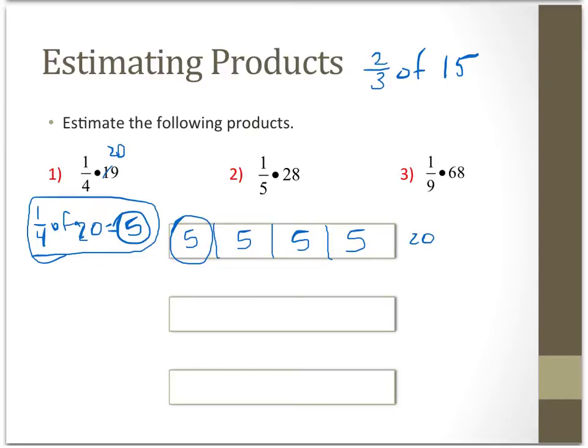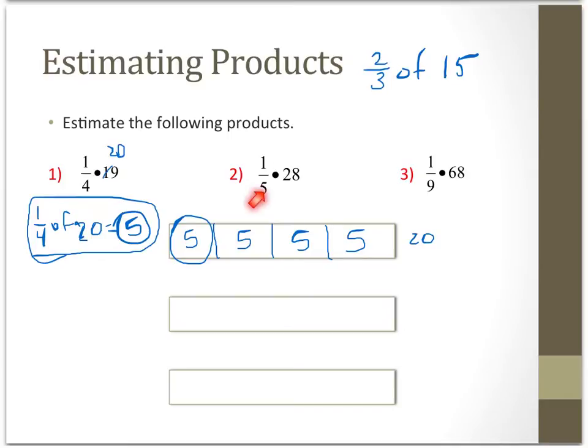In your homework you'll be working more with things like this, but if you need to draw the bar diagrams to help you out, that is fine too. Let's try the next one. Problem number 2, 1/5 of 28. Again, looking at these two numbers, 5 and 28, they are not compatible numbers. So I want to change either one or both so that they are compatible.